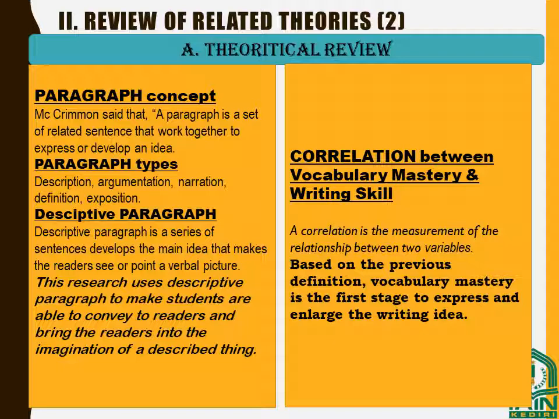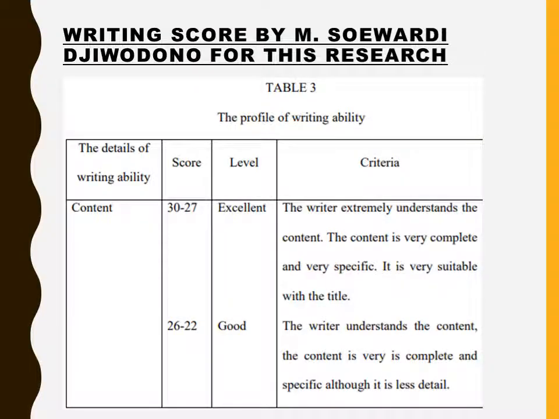The next, review of related theories part 2, is about paragraph and the correlation between vocabulary mastery and writing skill. So, what is correlation? It is the measurement of the relationship between two variables. Based on the previous definition, vocabulary mastery is the first stage to express and enlarge the writing idea. And this is the writing score by Amswati Chumono for this research.